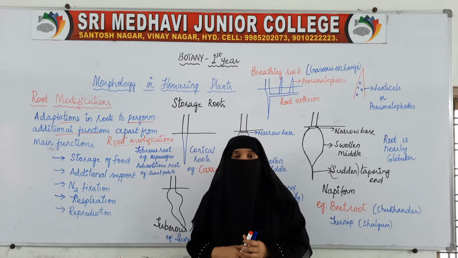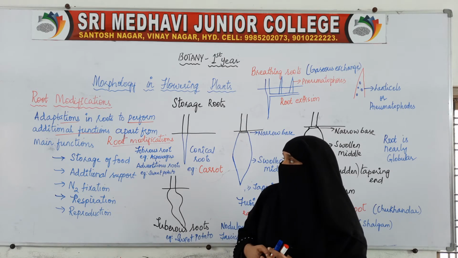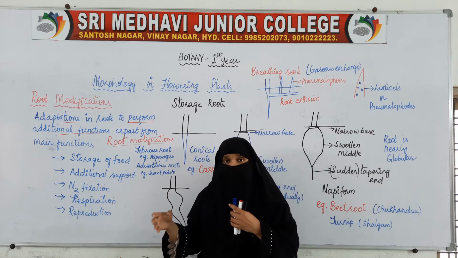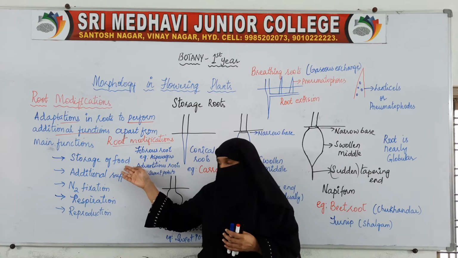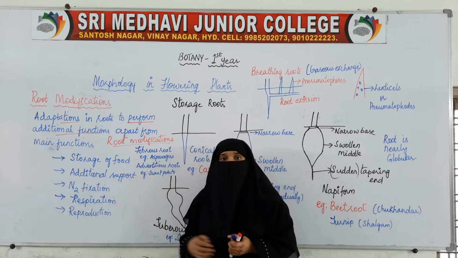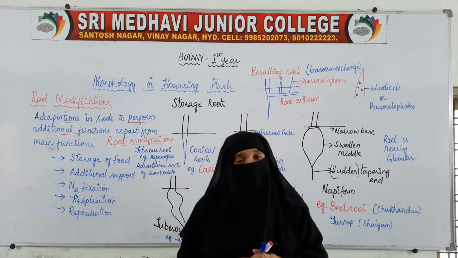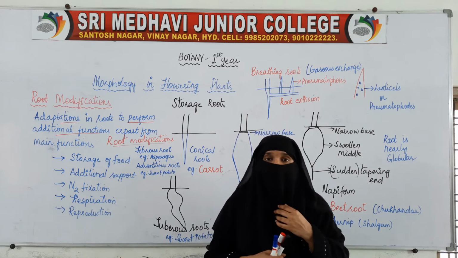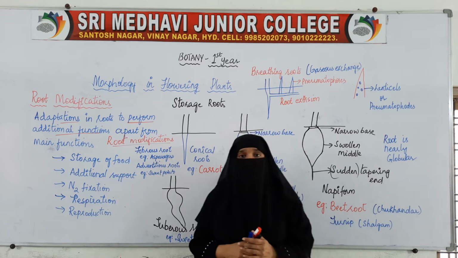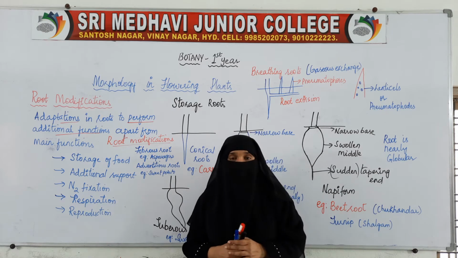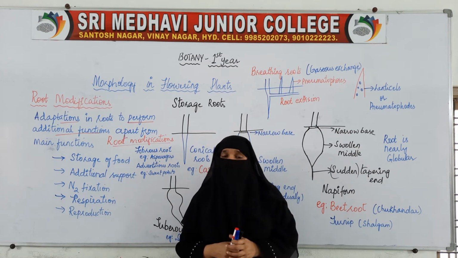So those adaptations are called root modifications, and they will be in order to perform additional functions, that is storage of food, additional support, nitrogen fixation, respiration, and reproduction. So these are the various additional functions which are performed by the roots. Now we will see what are the different types of modifications which we see in the roots.